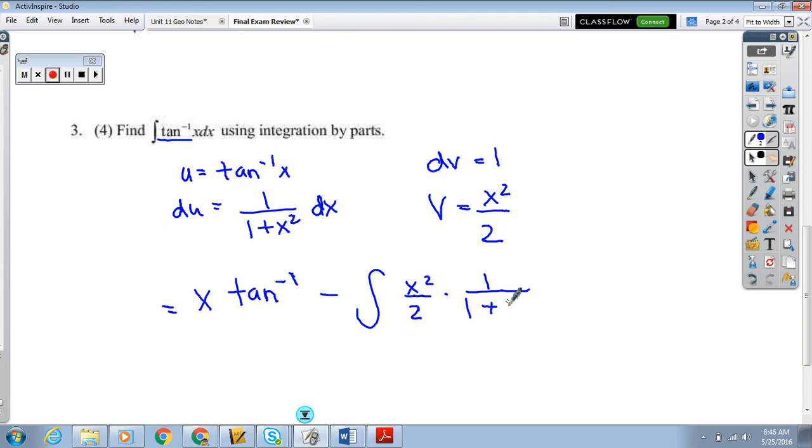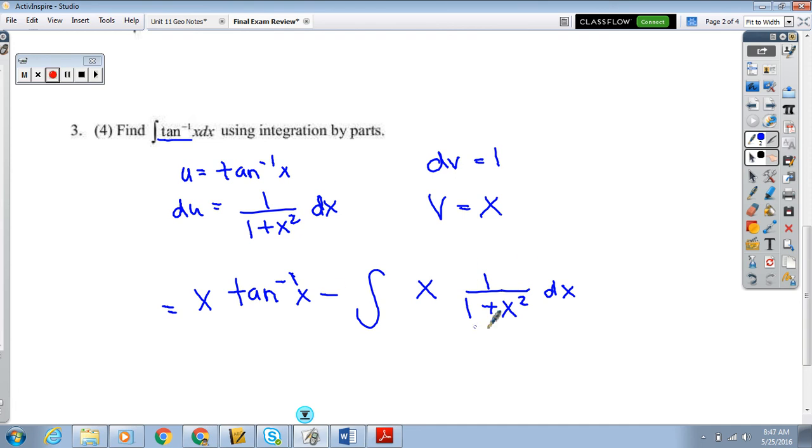Ooh, this looks nasty. Oh my gosh, I screwed up. What is this? What is life? The antiderivative of 1 is just x. Cool. I did it right over there.